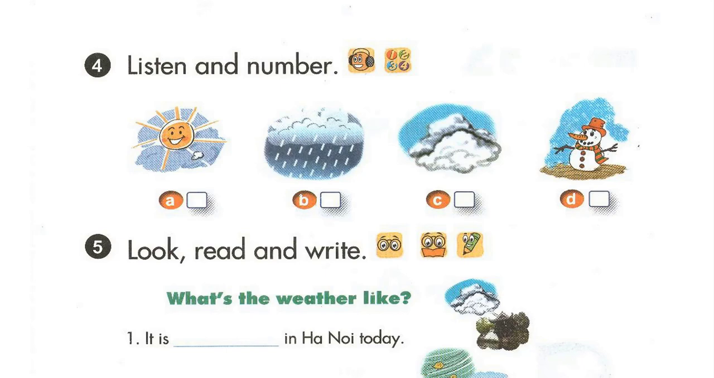3. Look at this picture. What's the weather like? It's cloudy. No, Mai. It's snowy. 4. And this picture? What's the weather like? It's cloudy. Well done, Mai.